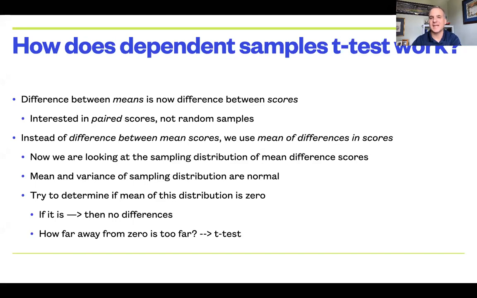So how do dependent samples t-tests work? They're different from independent samples t-tests in our approach to them overall. They're almost kind of an inverse in some ways.